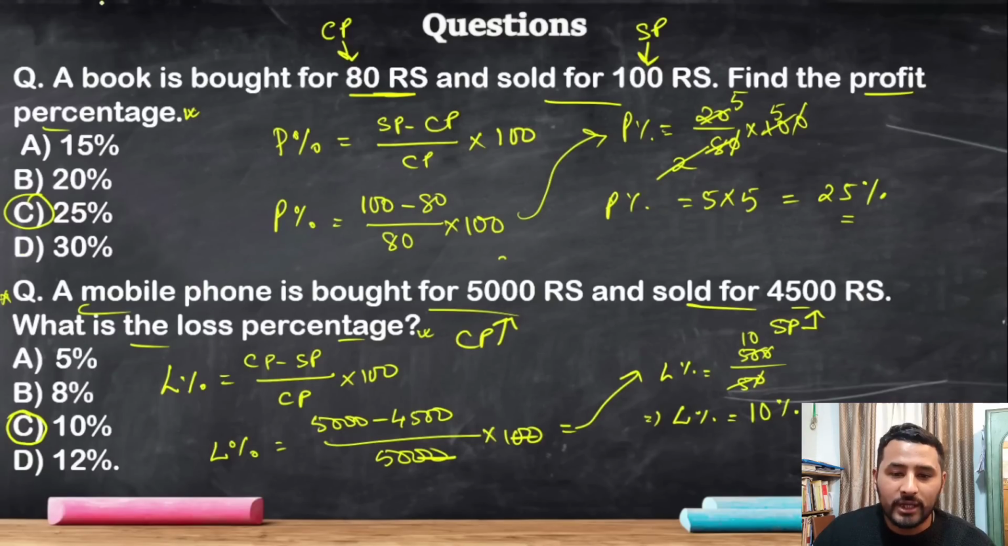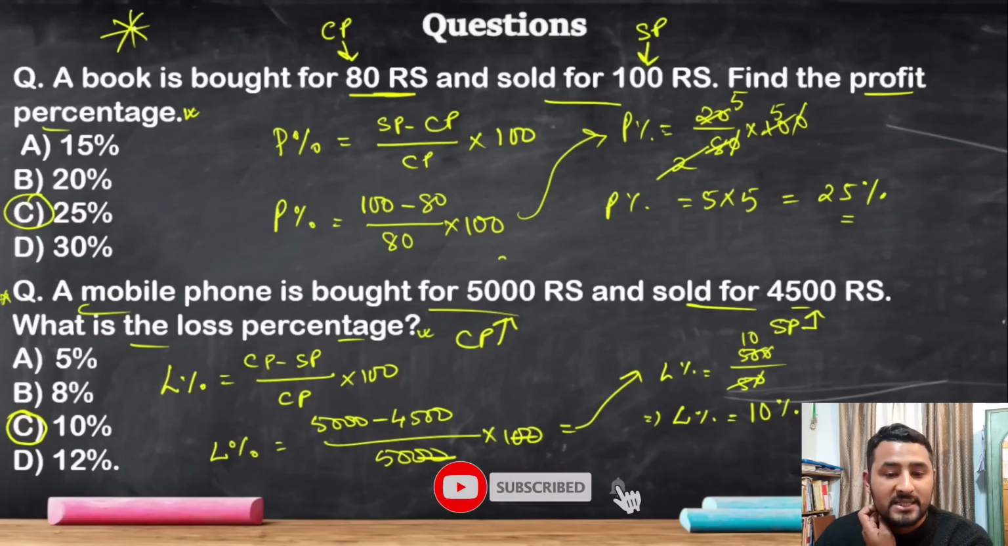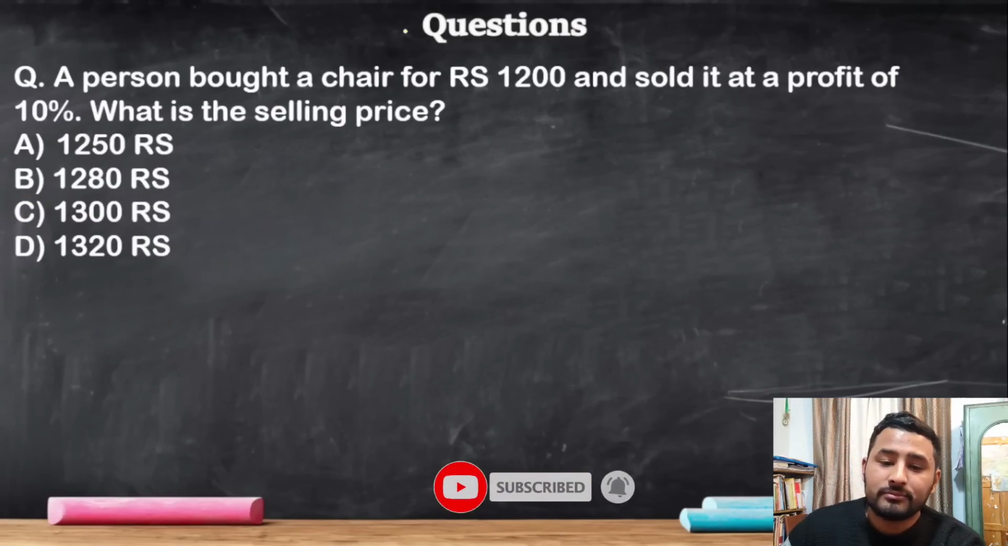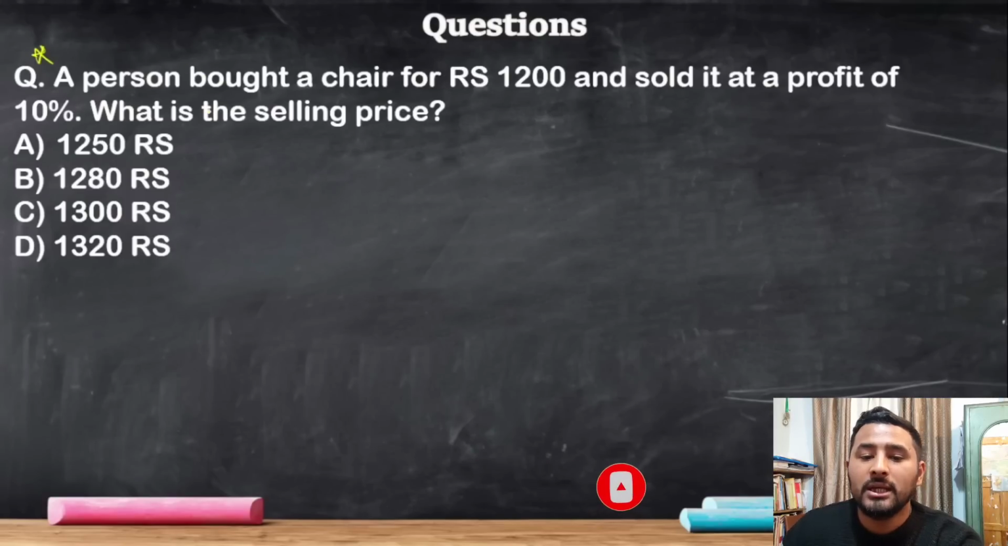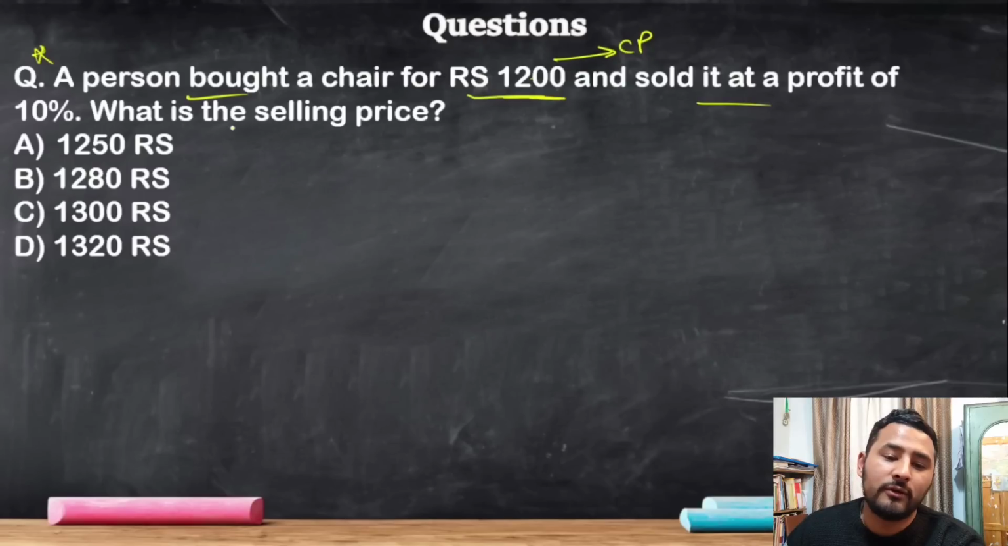So very important, this profit percent. I have seen many questions coming in the exams, okay? So let us see the next type of question, okay? A person bought a chair for rupees 1,200. Bought, again our CP will be 1,200, and sold it at a profit of 10%. And profit percent is given now.